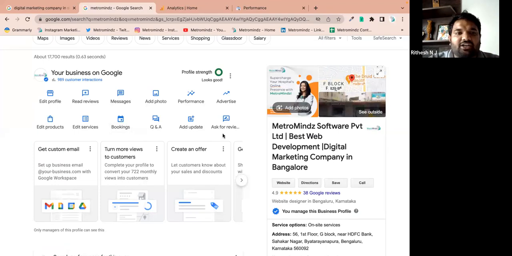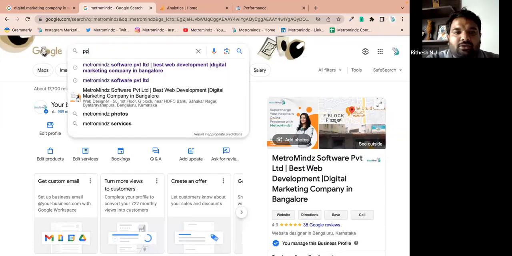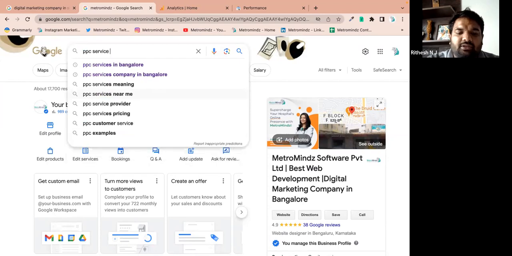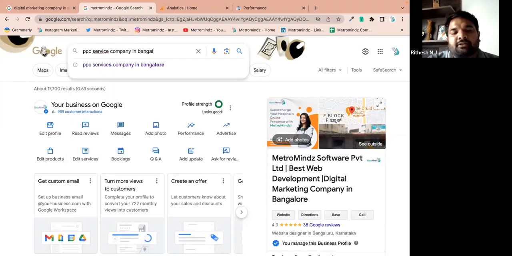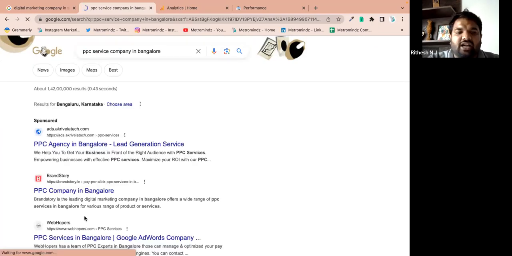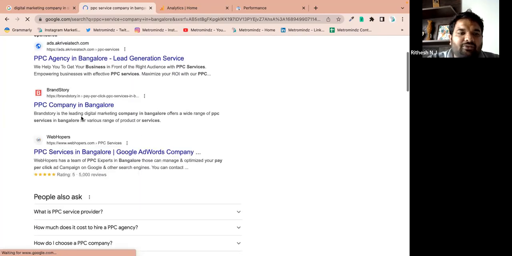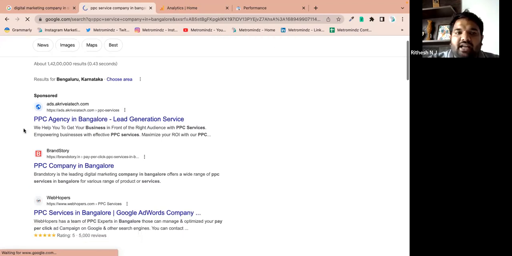So whenever we are trying to do that, make sure that we come first. I'll give you one more example of targeting an entire town or city. These are all advertisements, and you can see that these four are advertisements. You can see it says sponsored. That's what I told you: you pay Google and rank yourself on the first page.